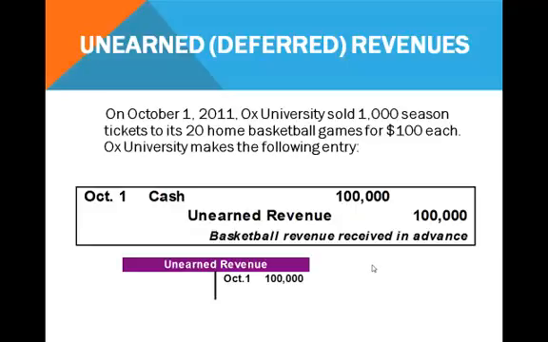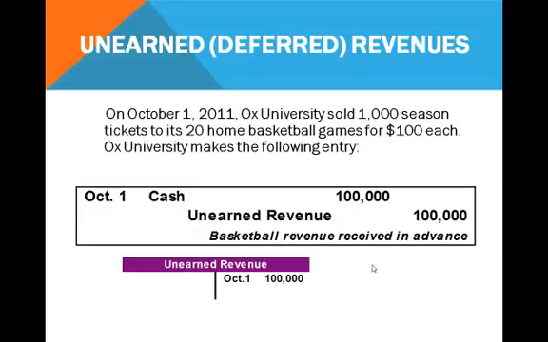So what have they done? They have credited an account, a liability account, called unearned revenue. Yes, it has the word revenue in it, but if it has unearned in front of the word revenue, you know it's a liability. It's not revenue yet. It's not revenue until we've earned it. So this is what happened at the time we sold the tickets, before the basketball games happened.